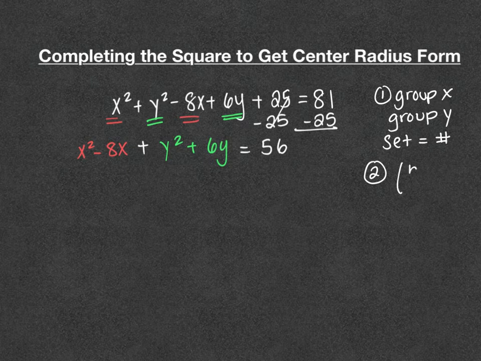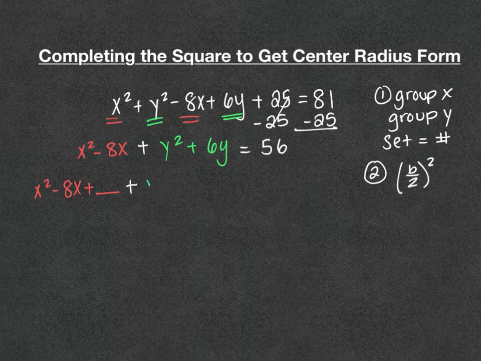We are going to take half of b and square it. That is how we complete the square. But now we're going to have to do it twice because we have x's and we have y's. So watch what happens. We have x squared minus 8x, and we need to have a c value. Then we are going to take the y squared plus 6y, and we need a c value. And we still have this 56 on the right side.